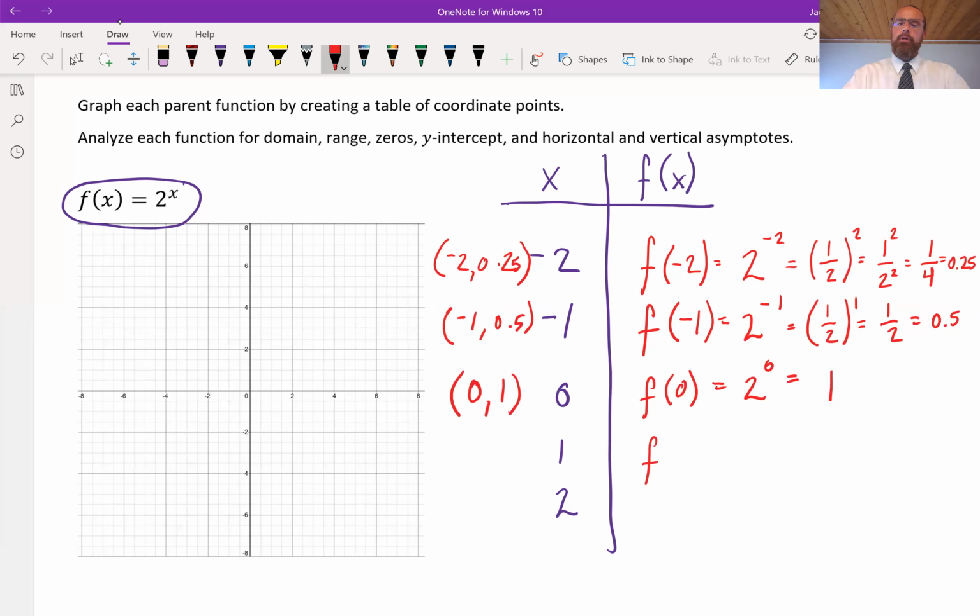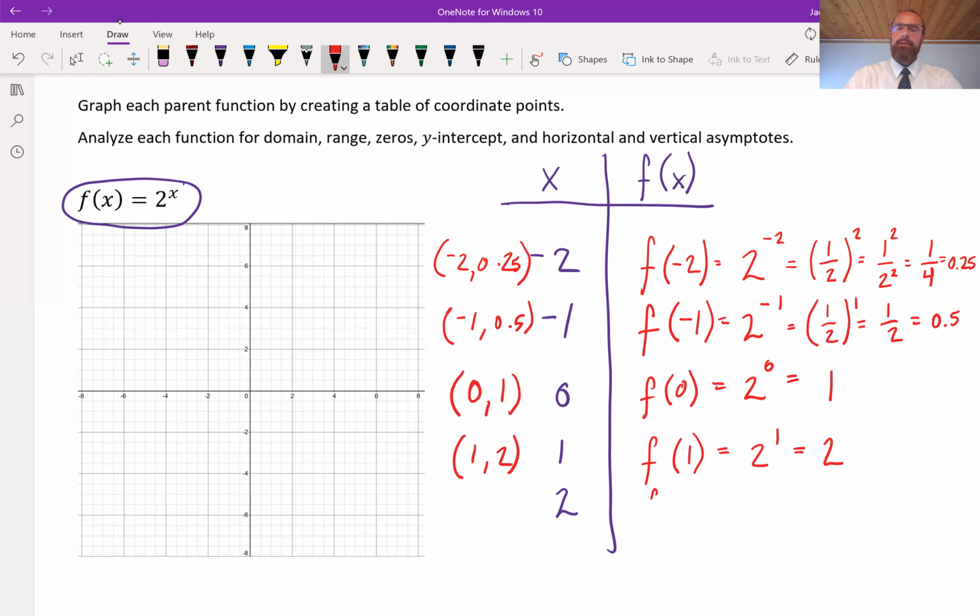All right, now we're going to calculate f at positive 1. Again, replacing x with that value, and then 2 to the power of 1. Again, it's the identity element for exponents. 2 to the power of 1 is just 2. So on our graph, we'll have the point 1, 2.